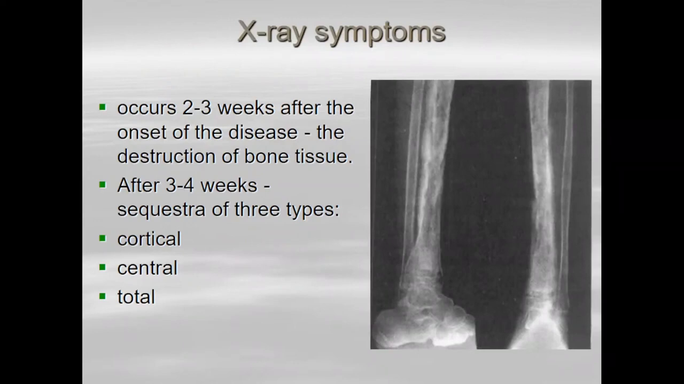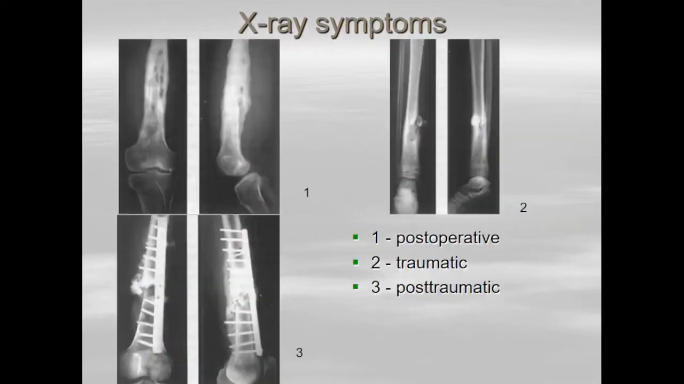X-ray symptoms. They occur 2-3 weeks after the onset of the disease: destruction of bone tissue. After 3-4 weeks, sequesters of 3 types: cortical, central, and total. You look, 3 types of sequesters: postoperative, traumatic, and post-traumatic.